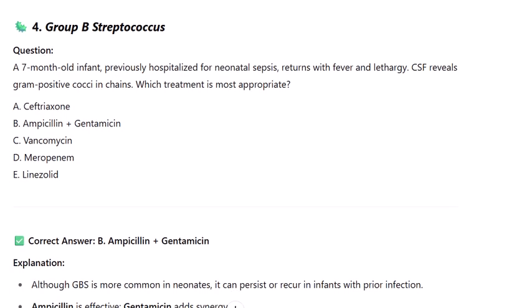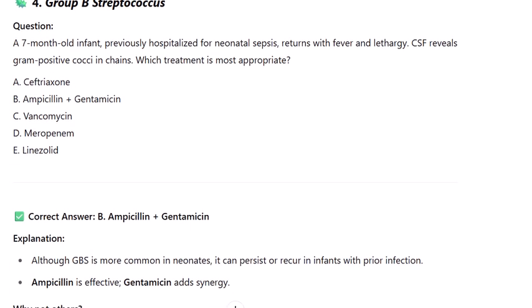4. Group B streptococcus. Question. A 7-month-old infant, previously hospitalized for neonatal sepsis, returns with fever and lethargy. CSF reveals gram-positive cocci in chains. Which treatment is most appropriate? A. Ceftriaxone. B. Ampicillin plus gentamicin. C. Vancomycin. D. Meropenem. E. Linezolid. Correct answer B. Ampicillin plus gentamicin.